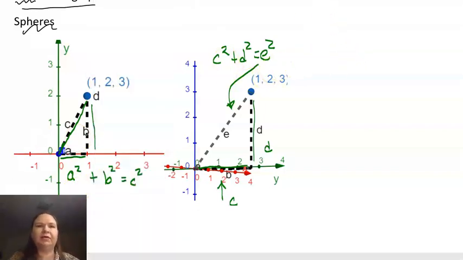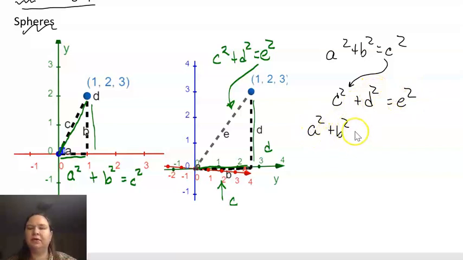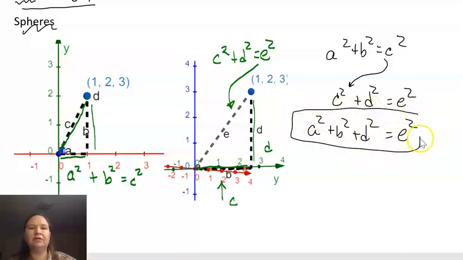If I write the equations down again, a squared plus b squared equals c squared, and I substitute that c squared into this equation, c squared plus d squared equals e squared, then I get a squared plus b squared plus d squared equals e squared. That is my big useful form.